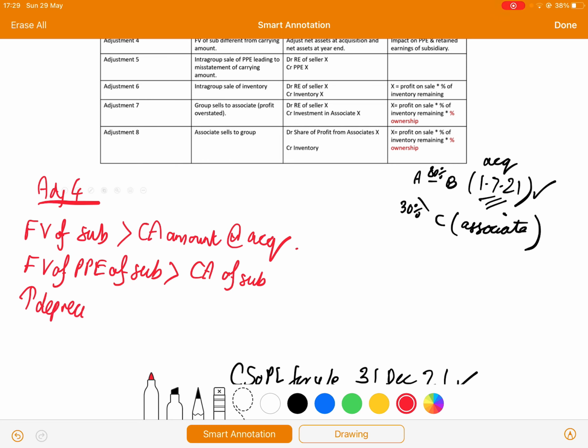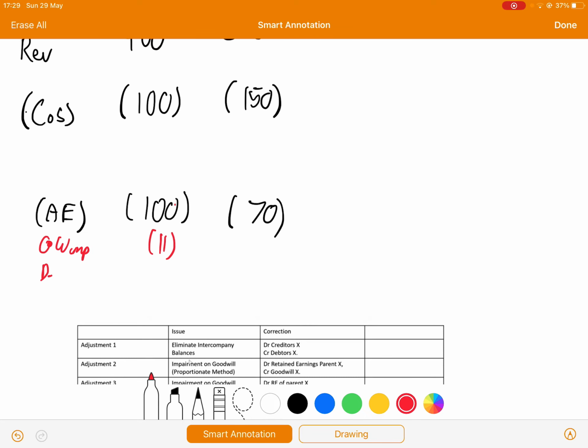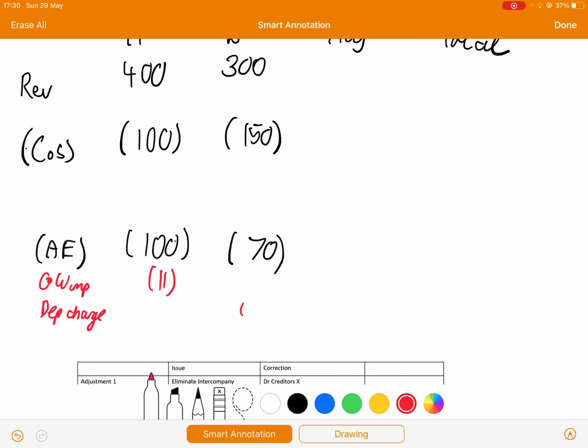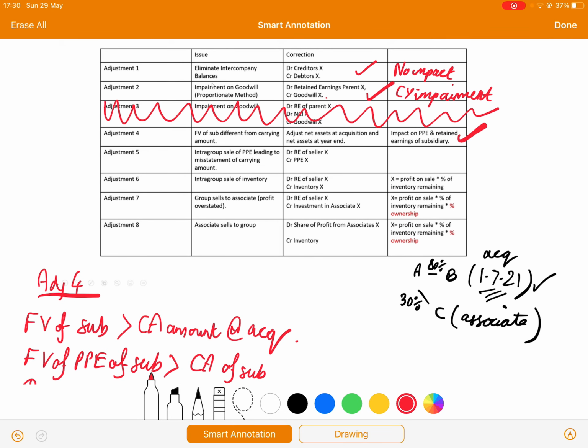So say the depreciation charge post acquisition is 5k. Well, you need to do something about that. Now, where does the depreciation charge go? You can put it under admin expenses, depreciation charge. And we put it underneath the sub that we're acquiring. So B is the sub in this case. So I'm going to put it underneath B, and then that's it. Done. So then we've done another one. So as you can see, the impact on PPE and retained earnings is the subsidiary's, so the expense we recognise is in the subsidiary.